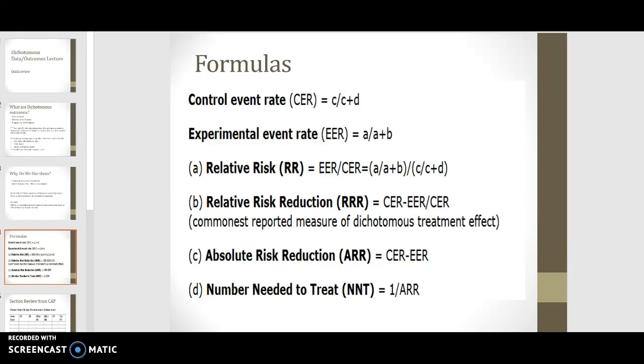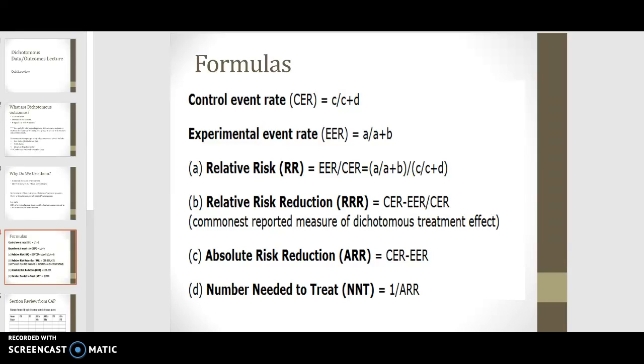Now let's take a look at relative risk reduction. So relative risk reduction is how much risk is reduced in an experimental group compared to the control group. For example, let's say we were looking at an experiment for any disease, and we were looking at what we have as standard treatment, and we wanted to compare a new treatment or a new drug.